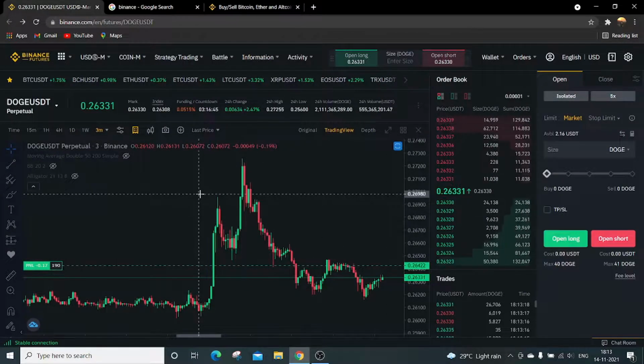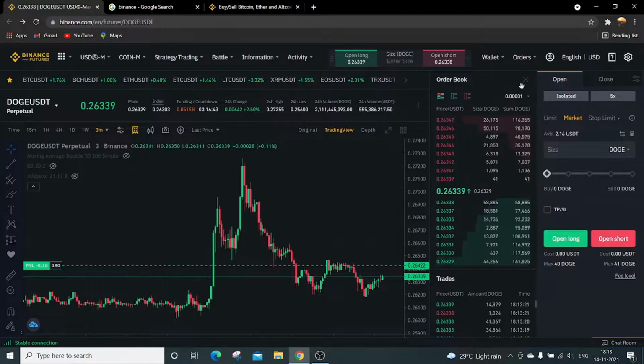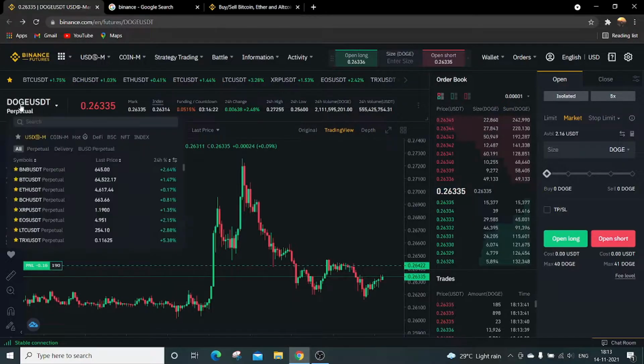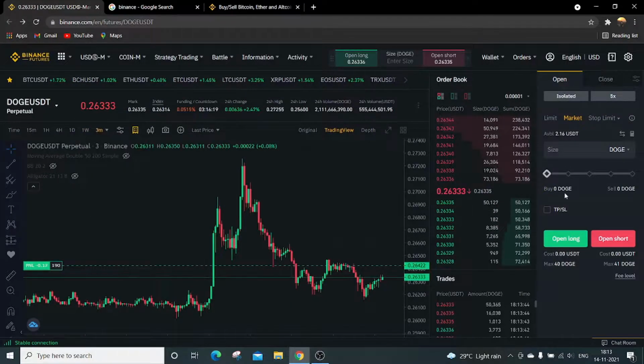So let's get started. You can see at the right hand side, if you are able to see the arrow, you see the isolated 5x. 5x means leverage, limit means limit order, market means at market price the order will get executed. Doge represents the pair at which you are trading. Here the label is given as Doge USDT. This is the amount by which you can trade. These are the open long position and open short position buttons by which you can do the actual trading.